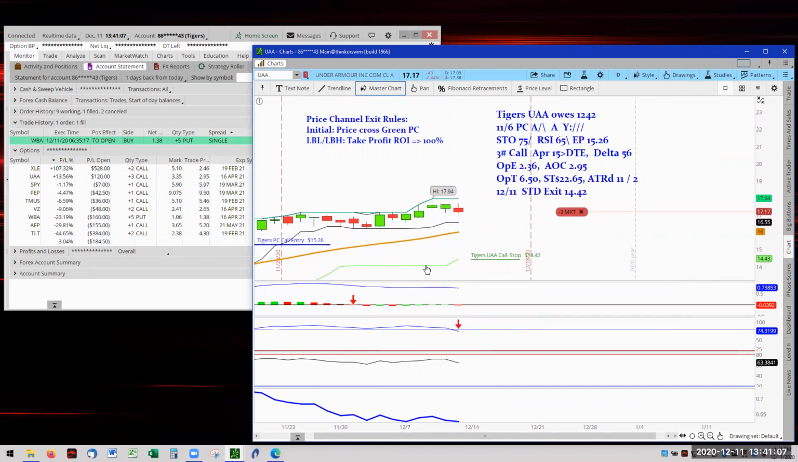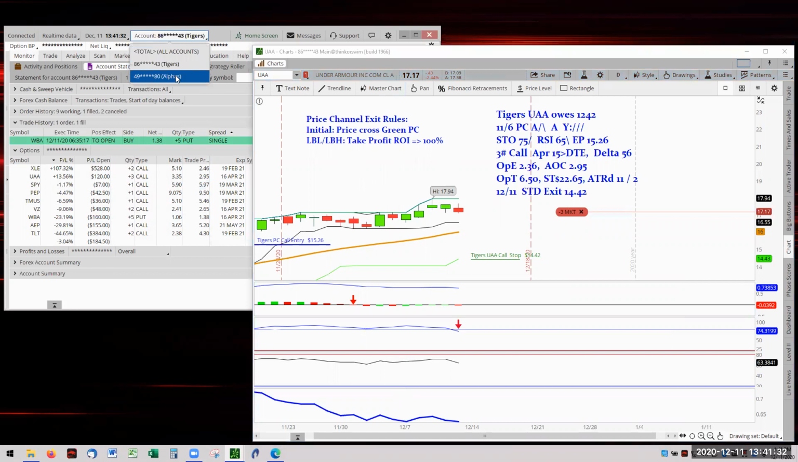See, the green price channel moved up ever so slightly, and it's only at 13%. So we still have to get that other 16.5% to get our 30 ROI rule to move our stop here to the black price channel, which would be closer to the action. That is it for the Tigers. Unfortunately, everybody else is in negative territory. So let's go on now to the Alphas.